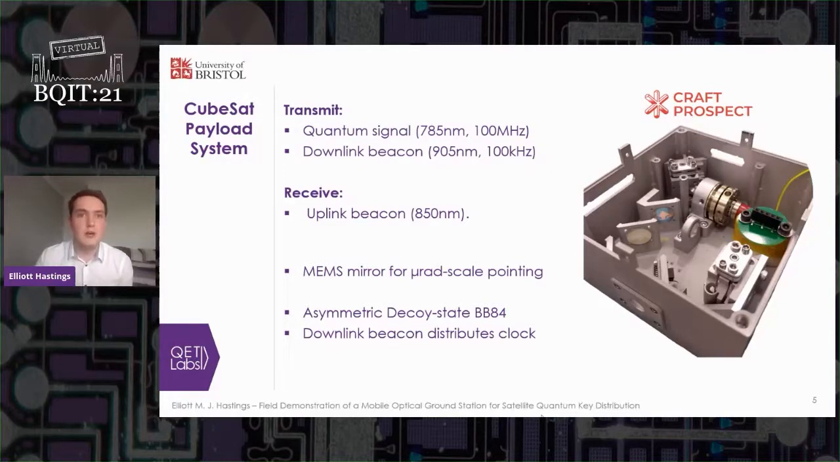The downlink beacon source will distribute a De Bruijn clock sequence to the ground station at a rate of 100 kilohertz. This is a cyclic sequence in which every possible bit string of some chosen length appears exactly once as a substring. QKD signals are sent at 100 megahertz, so beacon pulses are designed to be synchronous with every 1,000th QKD signal. The time tags of quantum signals between beacon pulses can be linearly interpolated.